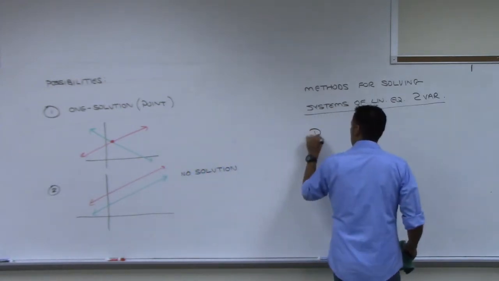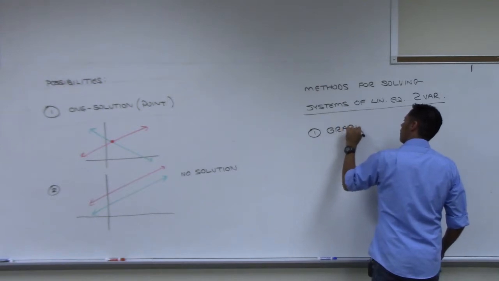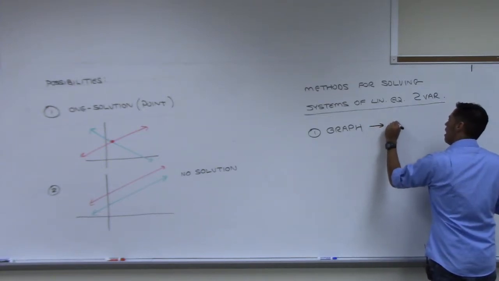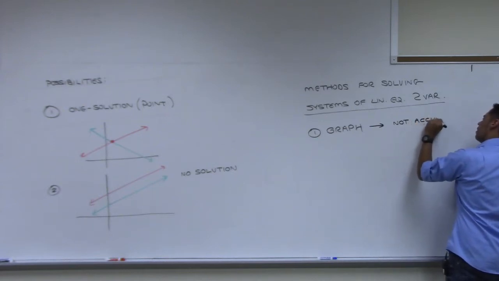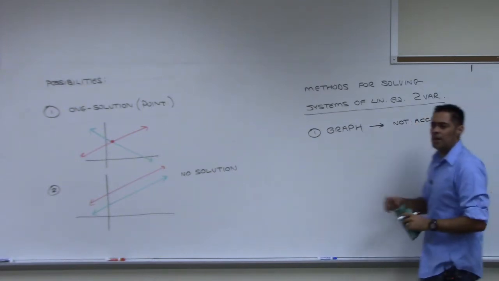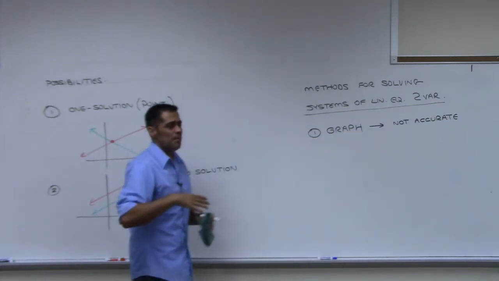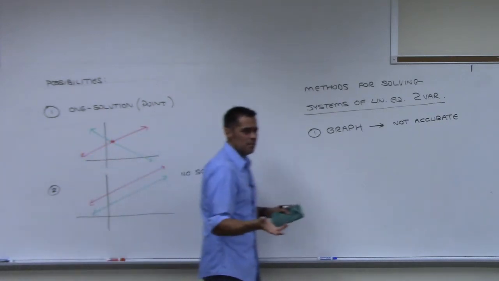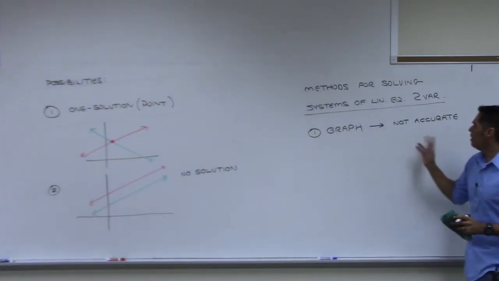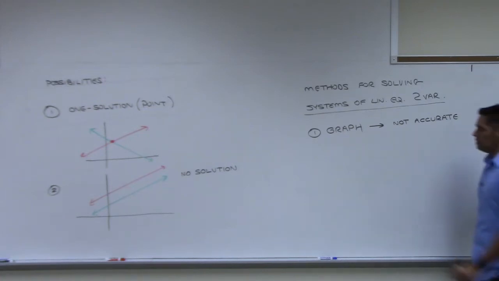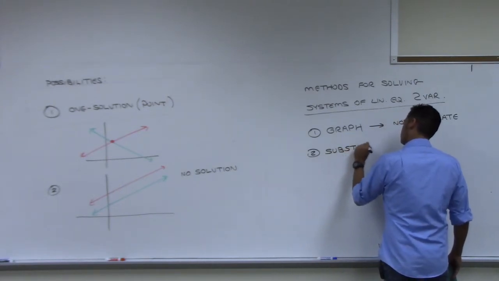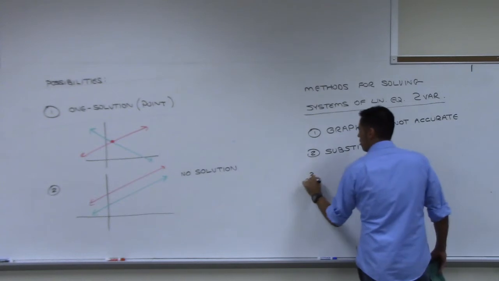The first one is just to graph them. Graph the lines and identify visually where the point of intersection is. Here's the problem with graphing. Not accurate. We would have seen that had we done that problem with the decimal slopes. It would have been very difficult for us to find that point of intersection. Now, if you use a graphing utility like a graphing calculator, you might do a better job. But without that, this can be imprecise. The second method is called substitution. And the third method is called elimination.